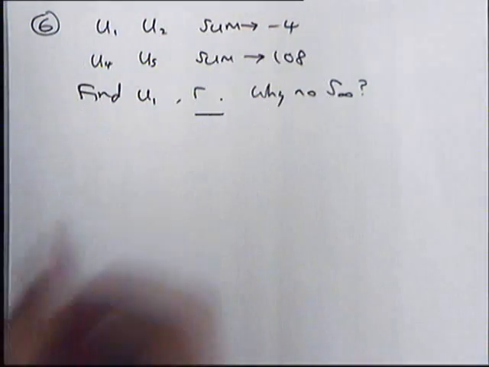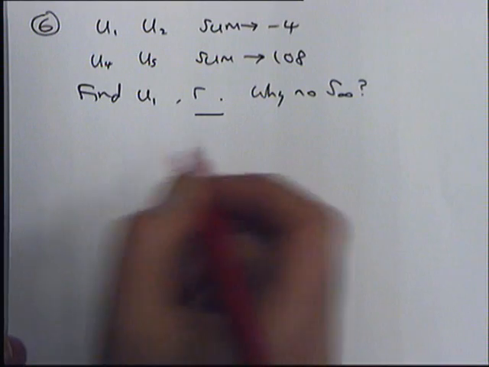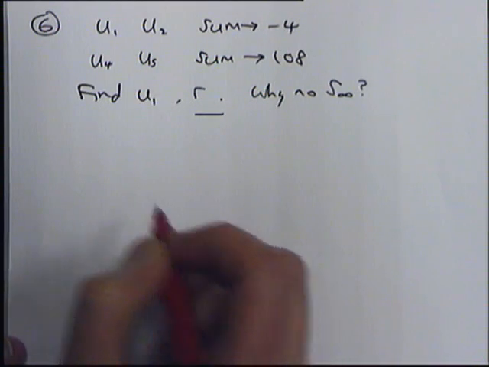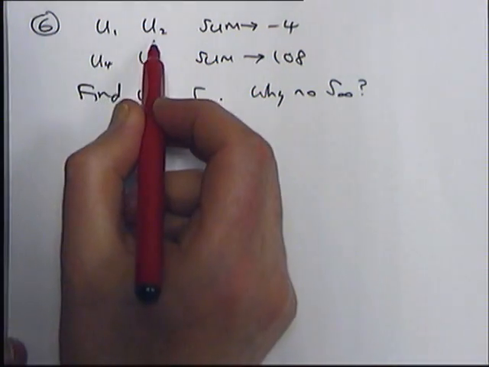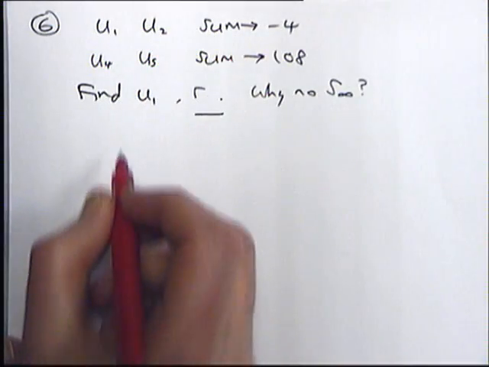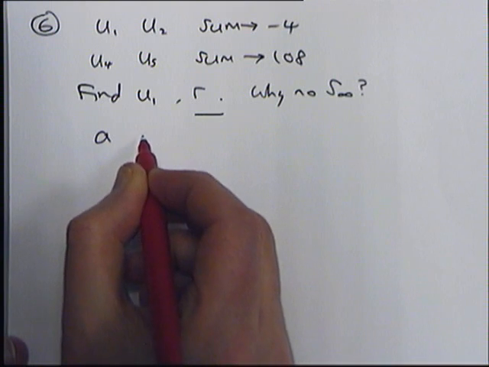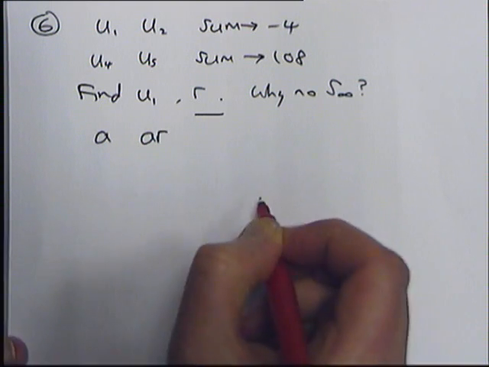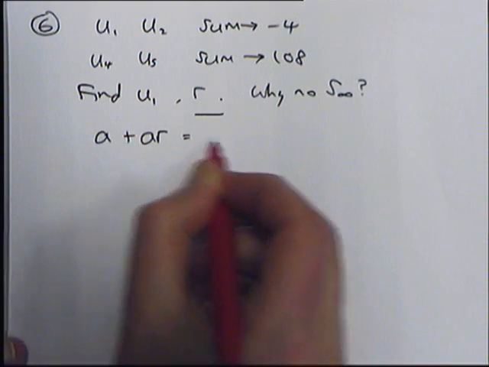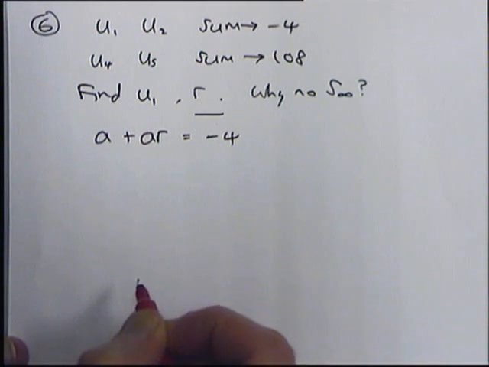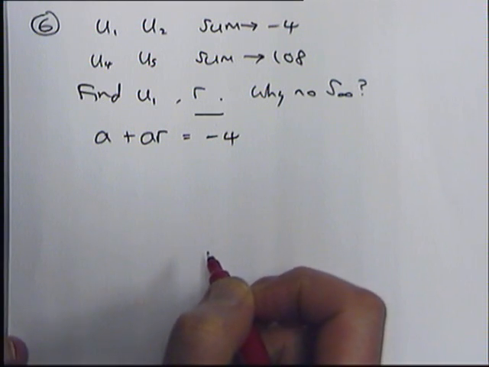So, let's convert that information into useful mathematical statements. The first term and the second term add up to -4. The first term is A. The second term is A times R. And they add up to -4. That's a useful mathematical statement.